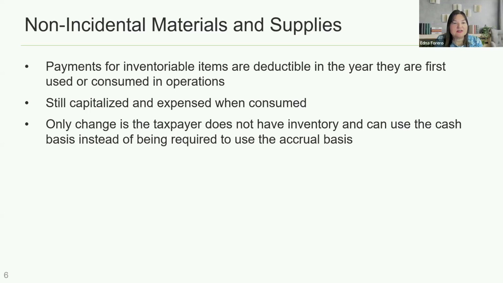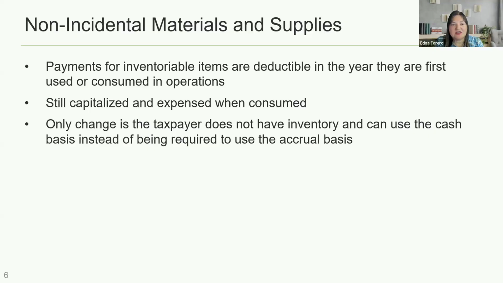So here's some more information on non-incidental materials and supplies. So looking at inventory, our clients use all kinds of things for inventory, but we're going to look to see whether or not those payments are for inventoriable items that are deducted in the year that they are first used or consumed. So all those different things that we use to make that final product, we're going to make sure that they're capitalized and expensed when consumed.